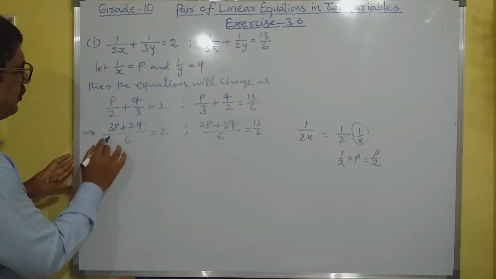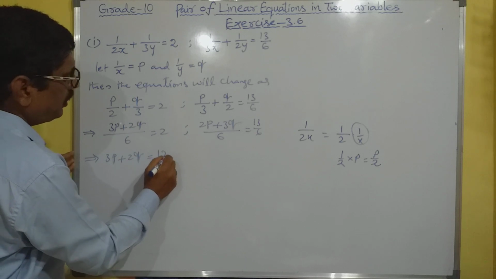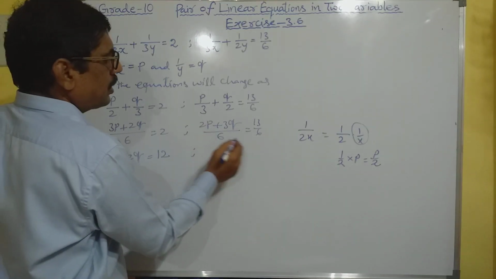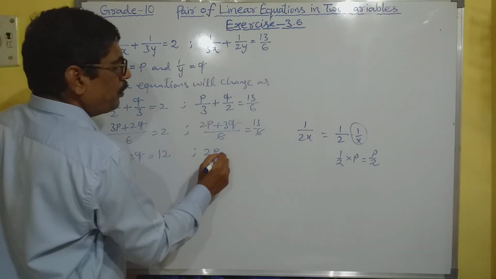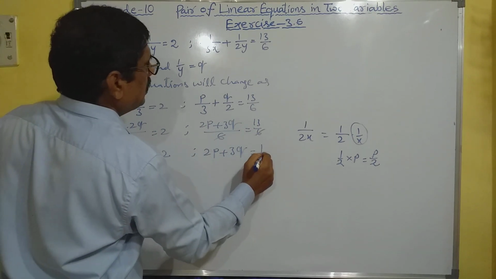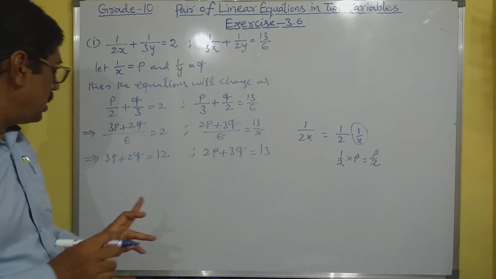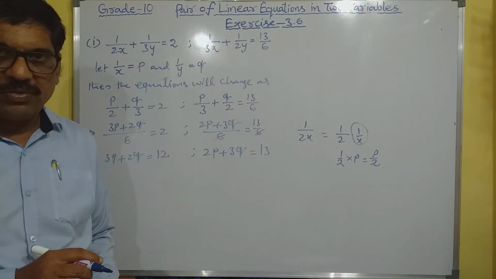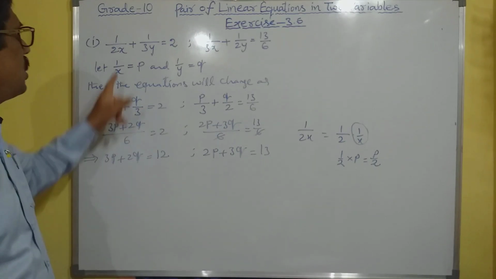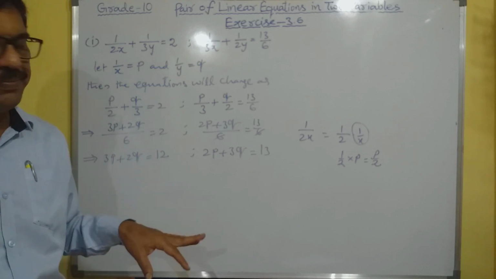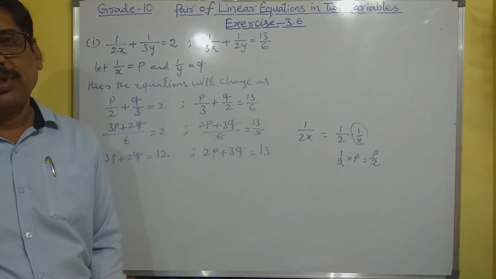Now this implies 3P plus 2Q is equal to, by 6 if you take this side, 12. And here the denominator is the same denominator, we can cancel on both sides. 2P plus 3Q is equal to 13. So finally we got the linear form of the equations. Now, in terms of other variables, instead of x and y we got the new variables p and q. 3p plus 2q is 12 and 2p plus 3q is equal to 13.